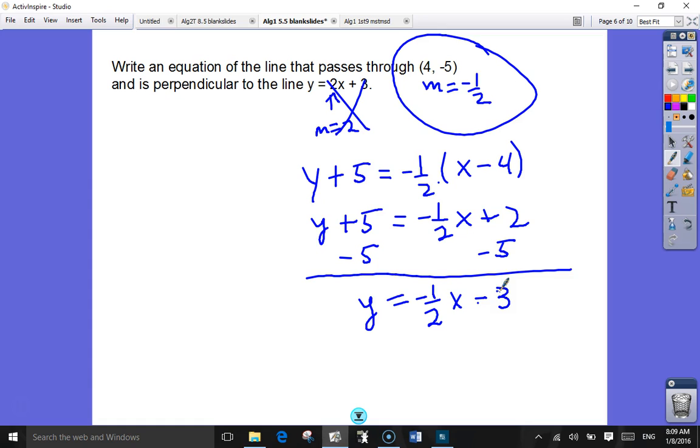Again, they're not telling you the slope directly, but they're giving you the information so that you can determine the slope and then do what we did in the last 2 assignments. And you could do either one. Slope-intercept, point slope.